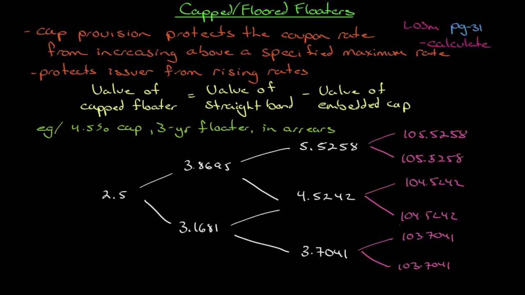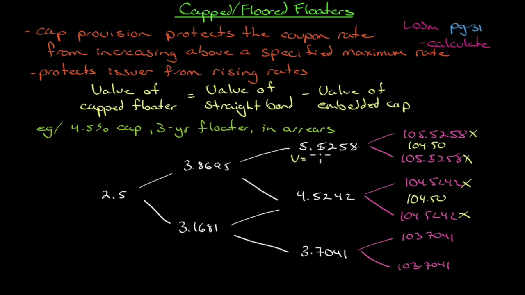Now, here's where we have to do a little bit of work. We have a capped floater at 4.5, so we cannot have this. We cannot have this, we cannot have this, and we cannot have this. Both of these turn to 104.50, but this one is fine. So we just discount the 104.5 back to this point in time, and that will give us a value of 99.028. We're discounting the 104.5 at that rate. We just can't have that coupon. So we cap the coupon, but the rate is still the discount rate.